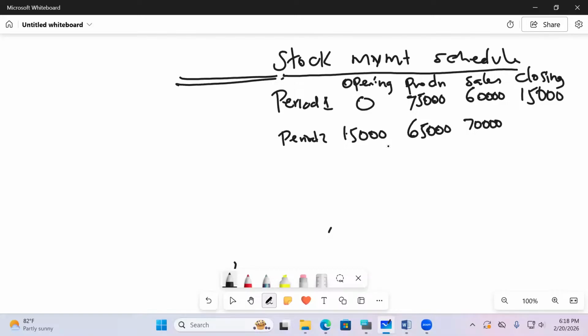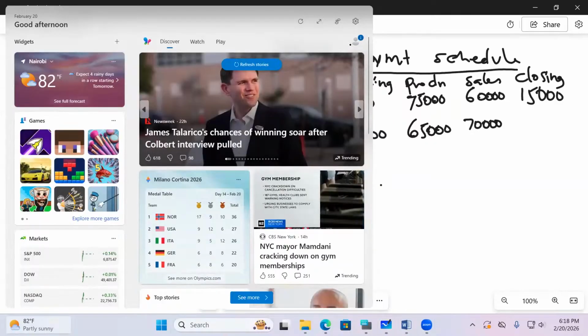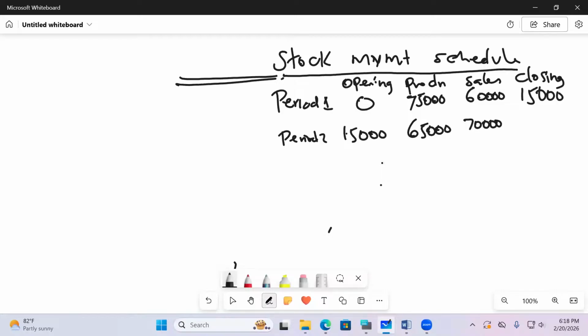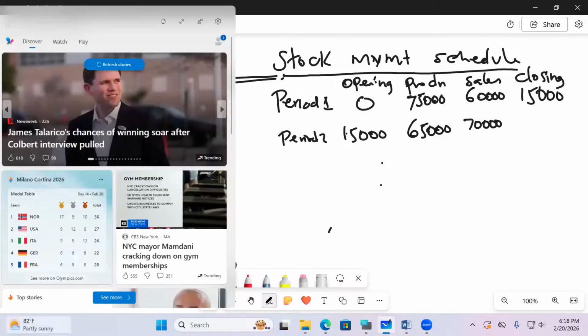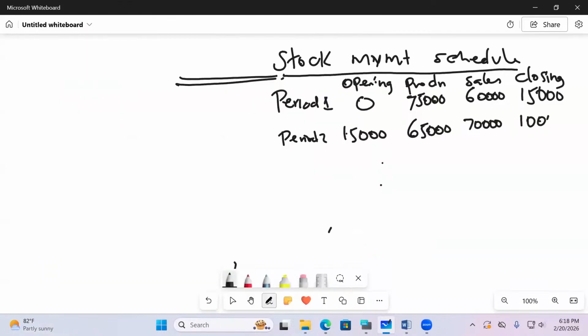So please look at period two. Goods available for sale, they're coming to how much here? They're 80,000, because it is 15,000 plus 65,000, which gives me 80,000. And we managed to sell how many at the end of the day? 70,000. So in that case, what do we have here? We have 10,000. You're right. Thank you so much. So at least now this has been settled.